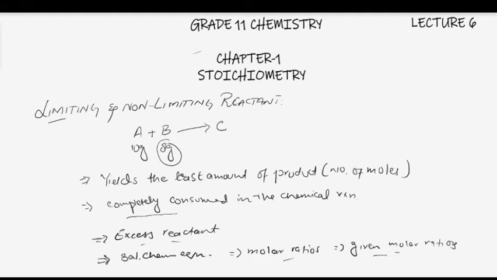But if the given molar ratios are different from what we have in a balanced chemical equation, that is a case in which one of the reactants will be a limiting reactant and the other would be a non-limiting reactant or an excess reactant. Let's see this with the help of an example, and then we will solve a couple of examples from your book.